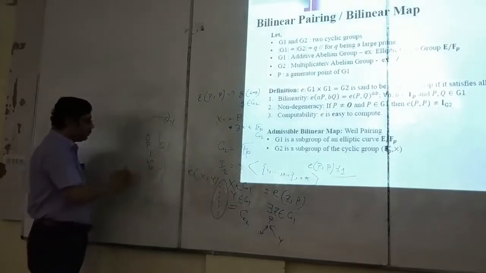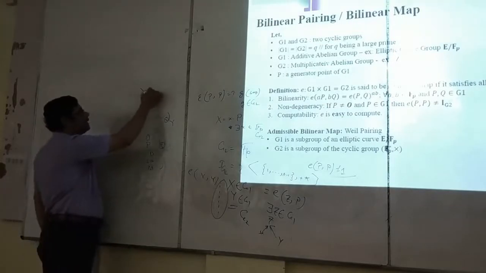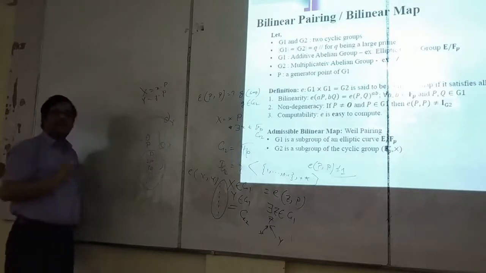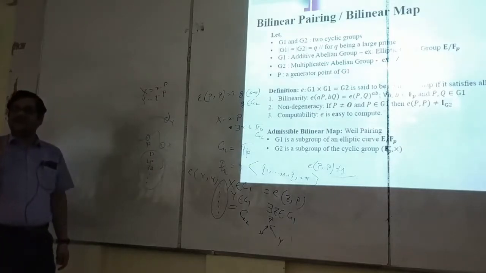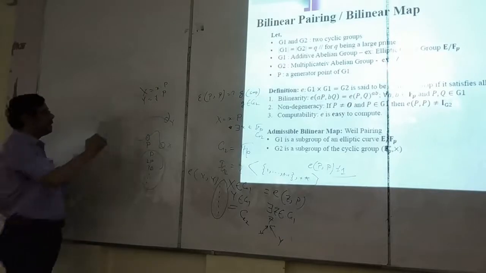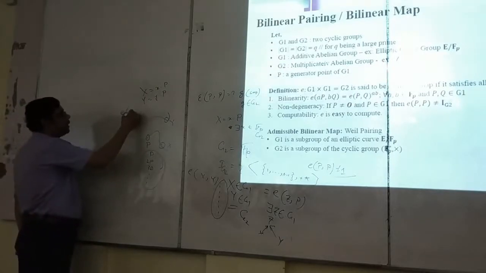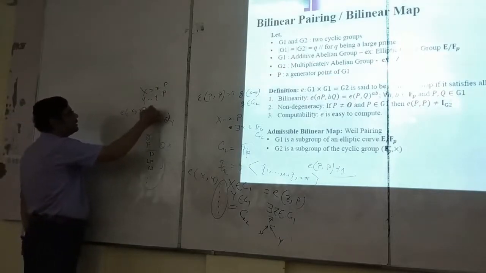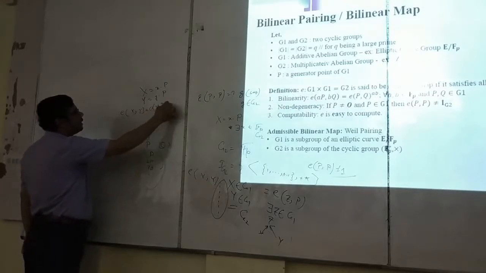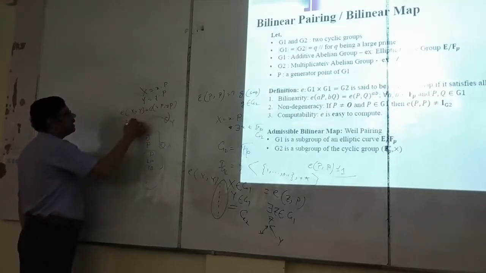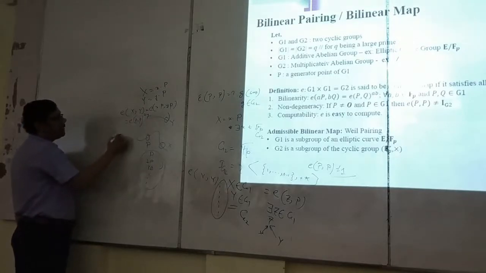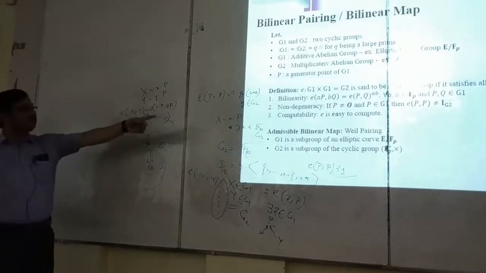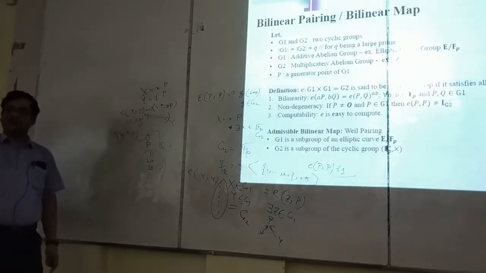This is easy to prove, because x is equal to xP, y is equal to yP for some scalar x and some scalar y in Zq. Then according to the formula, what is e(xP, yP)? This is e(P, P) to the power xy, and this we can also write as e(xyP, P), because again we are applying the same rule number 1.